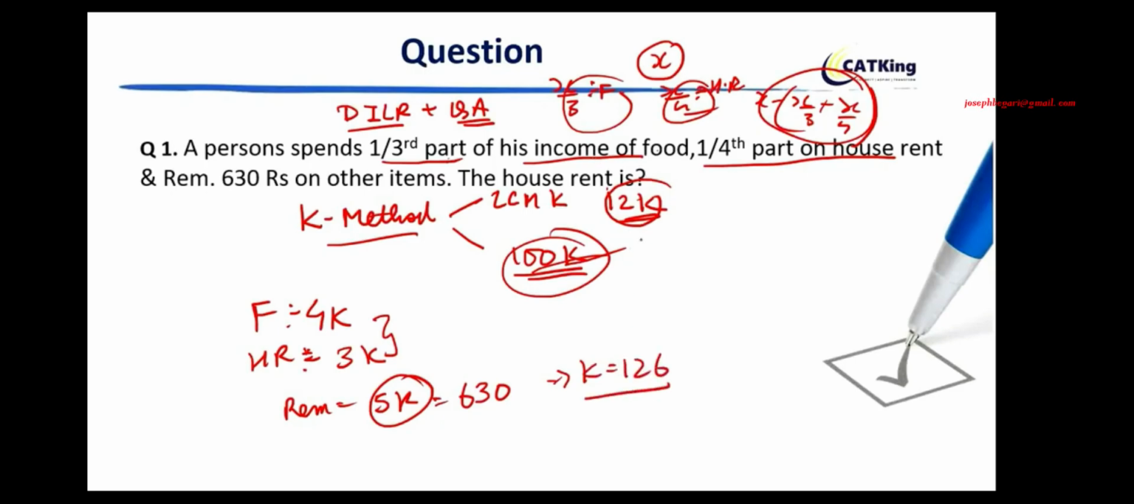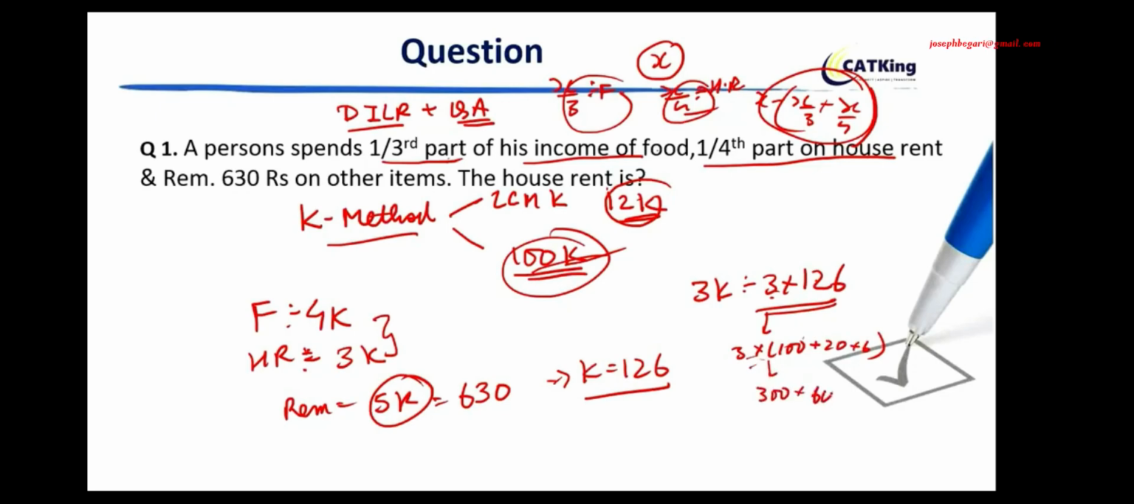I have been asked house rent. House rent is nothing but 3K. That is 3 into 126. Again, to make this calculation easy, you can break 126 as 100 plus 20 plus 6, correct? So 100 into 3 is 300, 20 into 3 is 60, 6 into 3 is 18. Answer is simply 378. That's your answer.